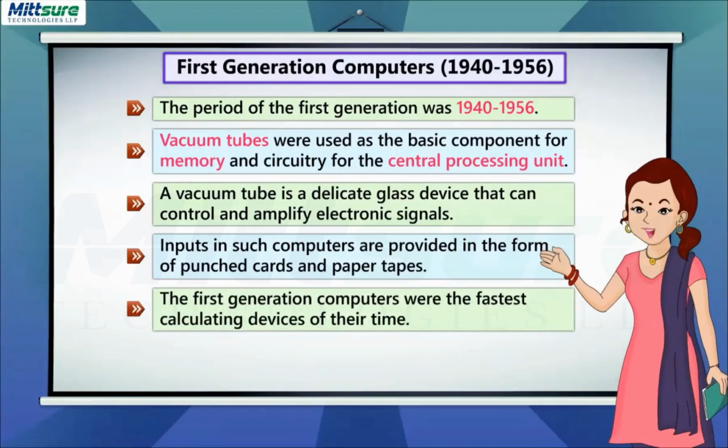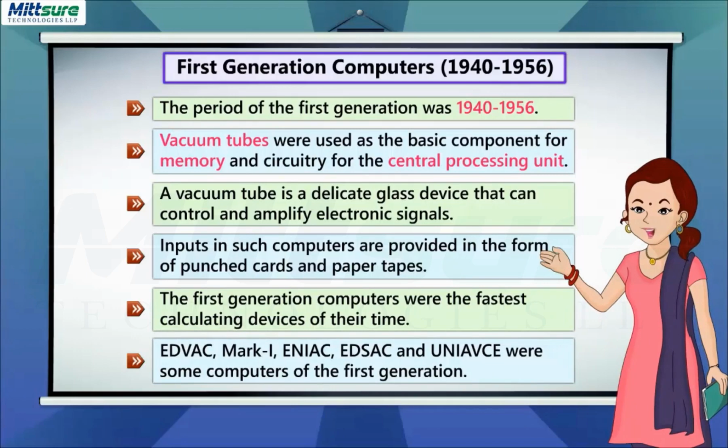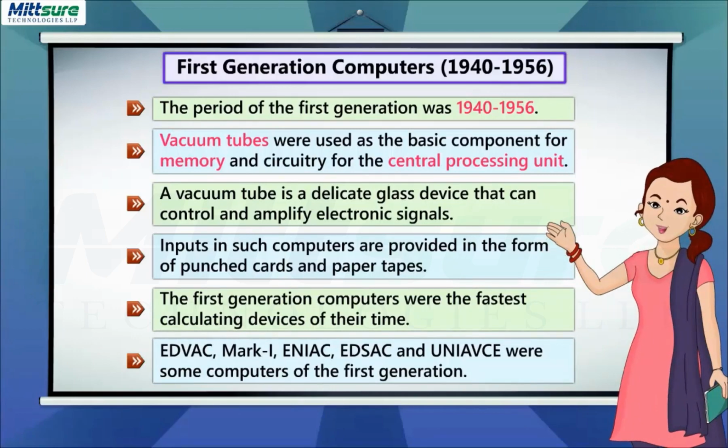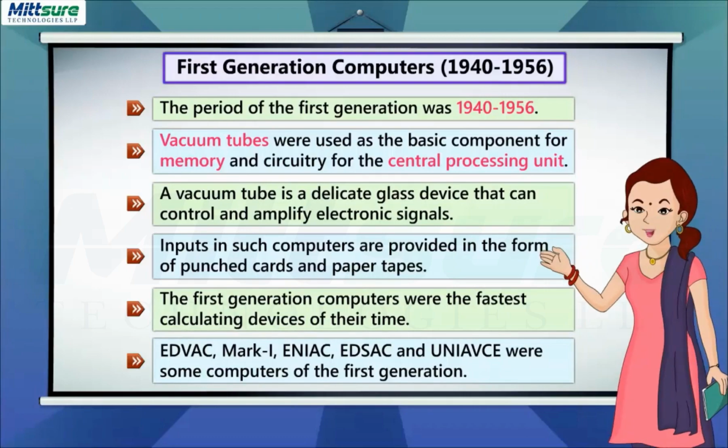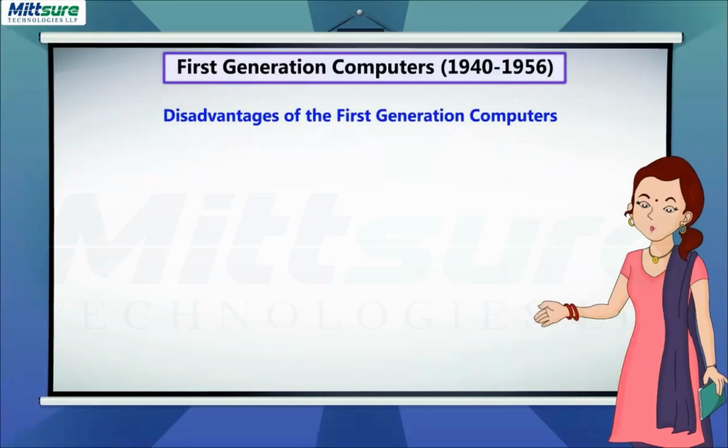The first generation computers were the fastest calculating devices of their time. EDVAC, Mark I, ENIAC, EDSAC, and UNIVAC were some computers of the first generation.